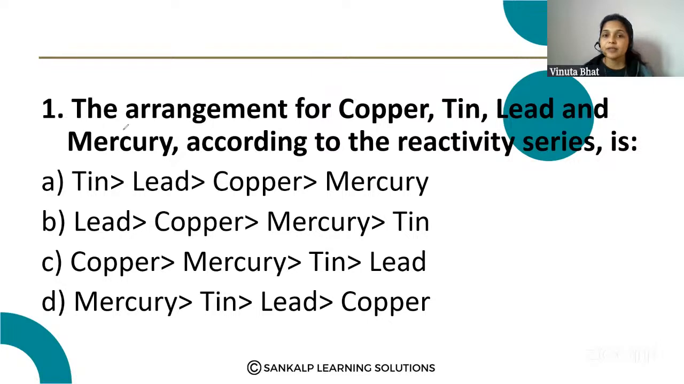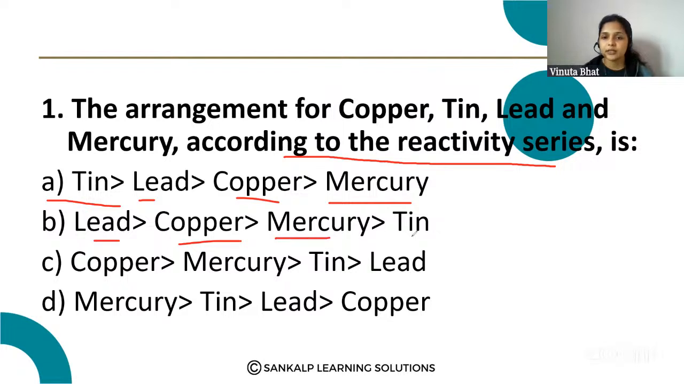The arrangement of copper, tin, lead, and mercury according to the reactivity series. Option A, tin, lead, copper, mercury. Option B, lead, copper, mercury, tin. Option C, copper, mercury, tin, lead. Option D, mercury, tin, lead, copper.